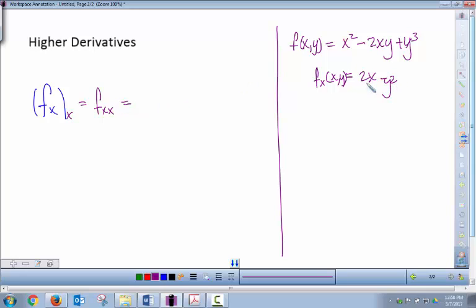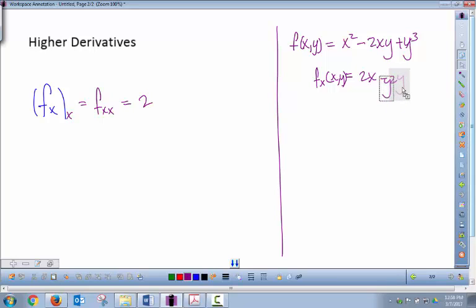And what does that look like? Well, you take fx and you take the derivative of fx with respect to x, so that's just going to be 2. So fxx is equal to 2. Right? That's straightforward enough.